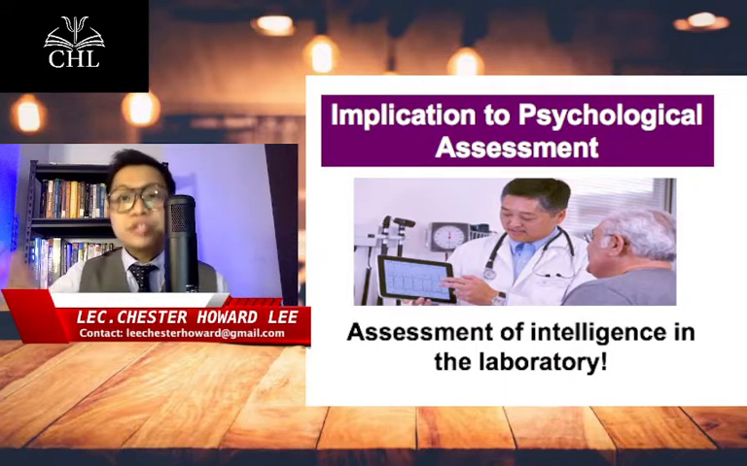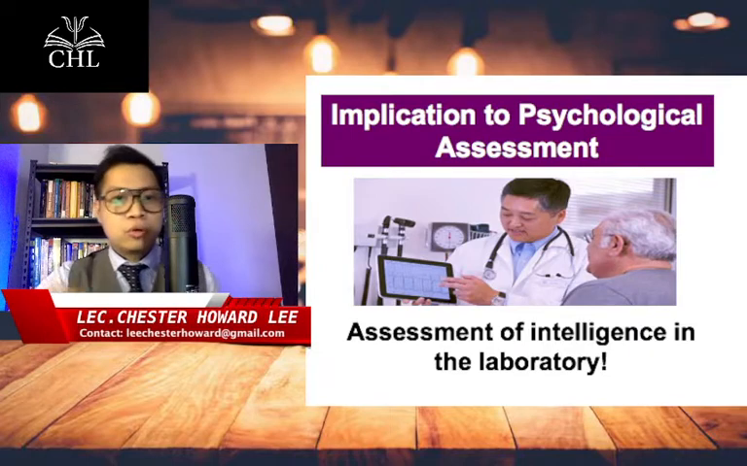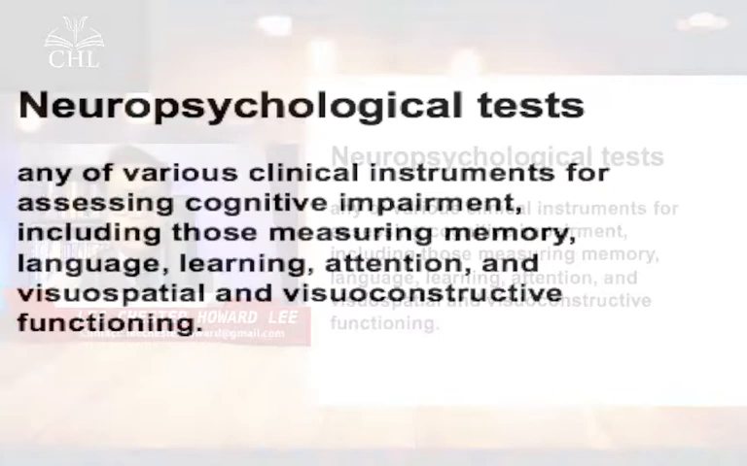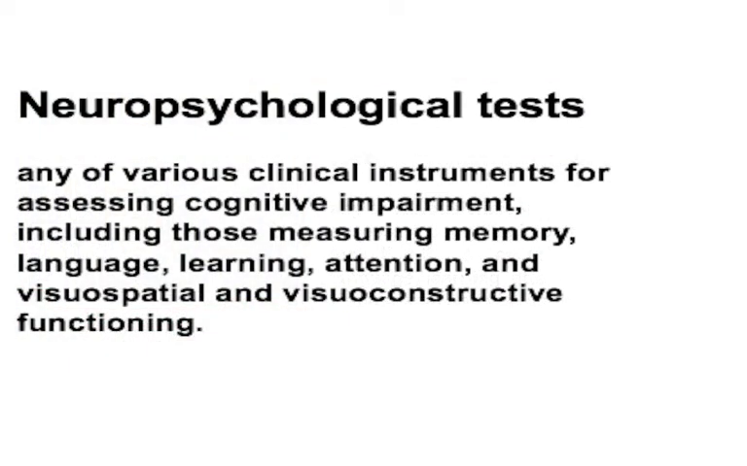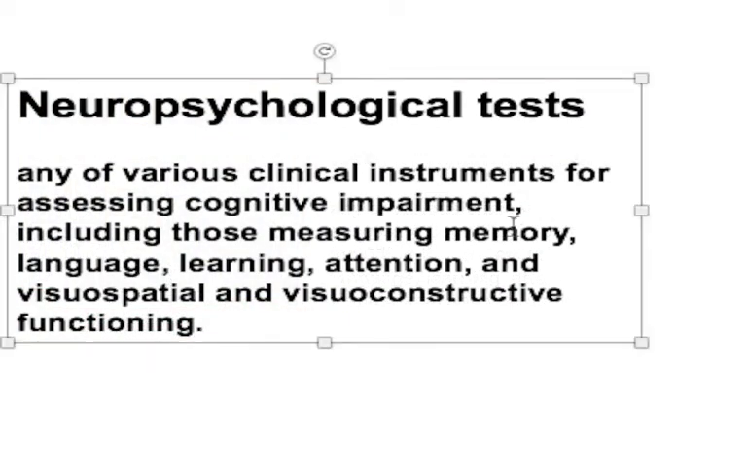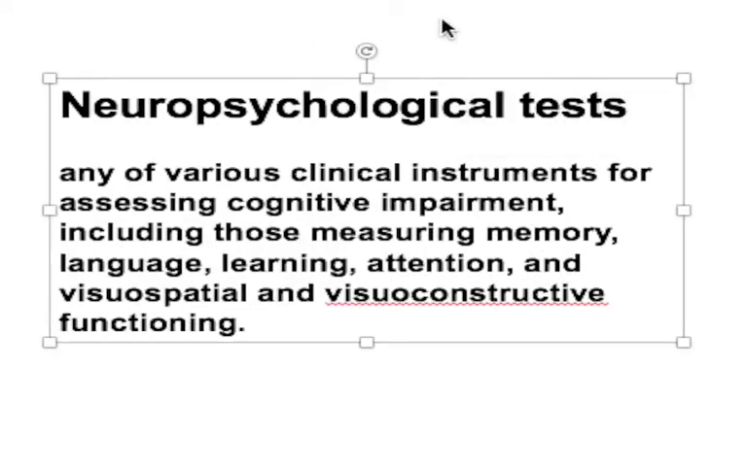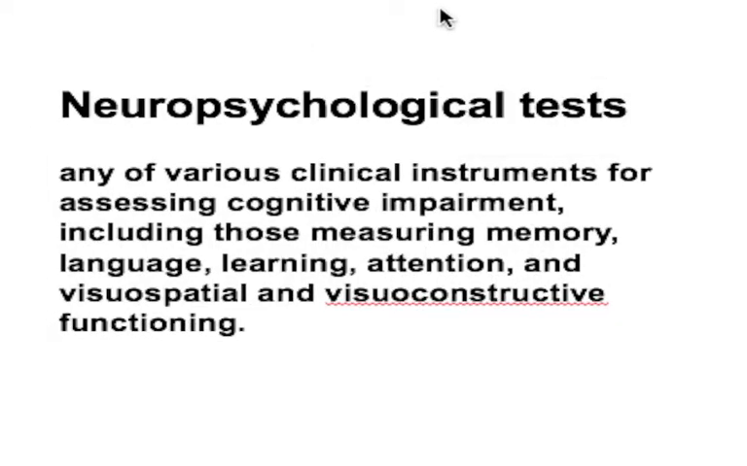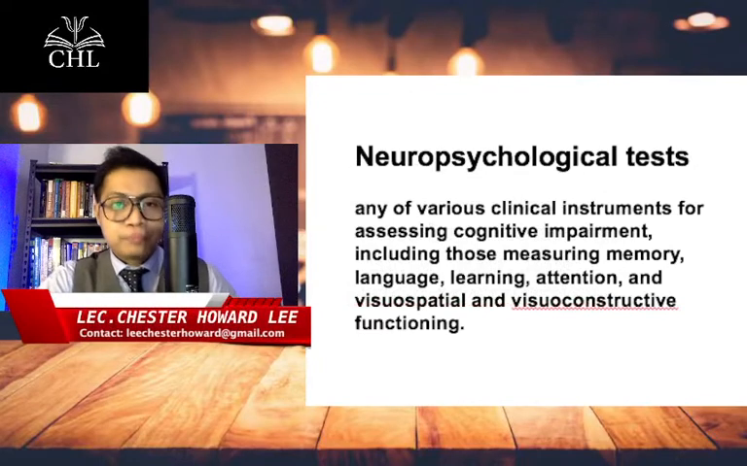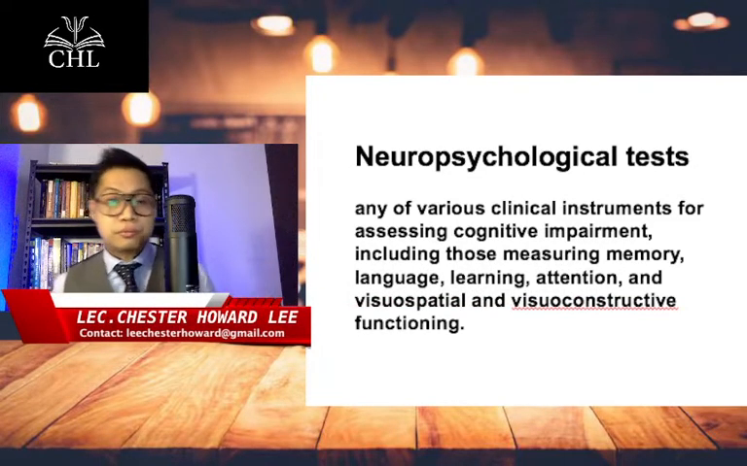And what do you call these kinds of tests that go beyond being a paper and pencil test? Ito yung neuropsychological test. According to APA, any of various clinical instruments for assessing cognitive impairment, including those measuring memory, language, learning, attention, and visuospatial and visual constructive functioning. Alright, so for example, you would like to confirm if a person is suffering from Alzheimer's disease.